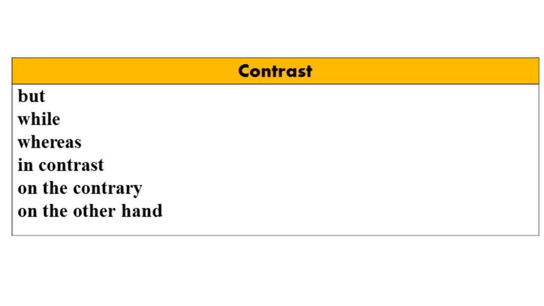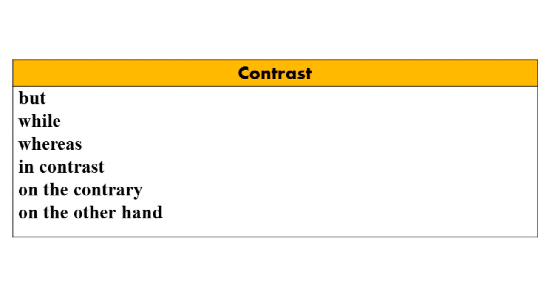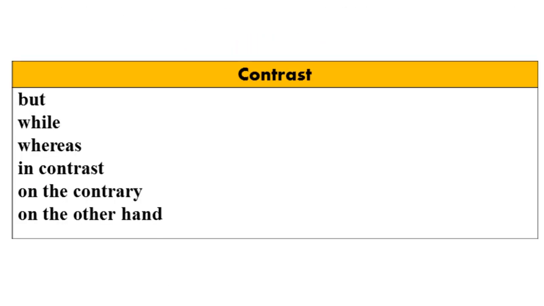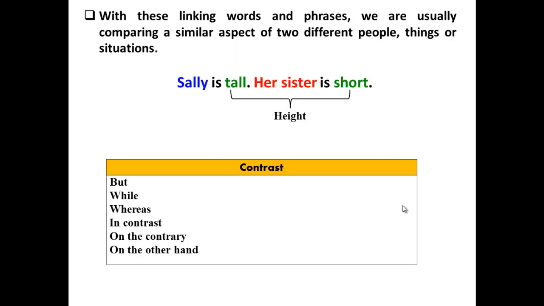For linking such sentences, we use a number of linking words and phrases like but, while, whereas, in contrast, on the contrary, and on the other hand. So let us look at how each expression is used separately.